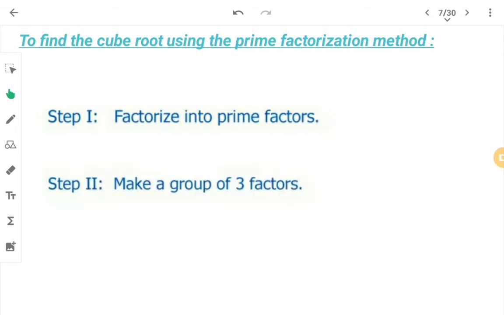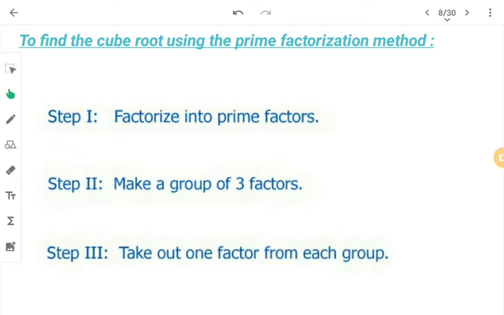The next step is to make groups of 3 factors. Why are you making groups of 3? Because it is a cube. If it is a square, we make groups of 2 factors. Here we are making groups of 3 because it is a cube. And the last step is to take out 1 factor from each group.